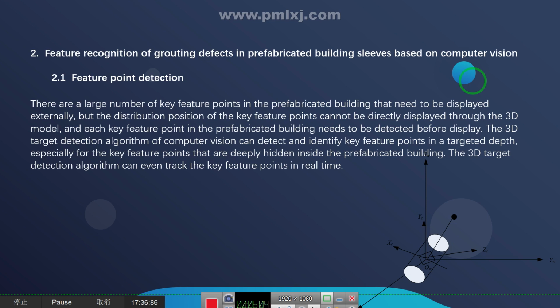The 3D target detection algorithm of computer vision can detect and identify key feature points in a targeted depth, especially the key feature points that are deeply hidden inside the prefabricated buildings. The 3D targeted detection algorithm can even track the key feature points in real time.